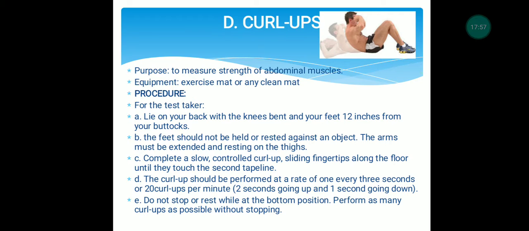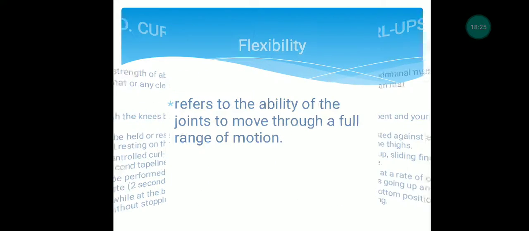Complete a slow, controlled core-up, sliding fingers along the floor until they touch the second tape line. The core-ups should be performed at a rate of 1 every 3 seconds, or 20 core-ups per minute. 2 seconds going up and 1 second going down. Do not stop or rest while at the bottom position. Perform as many core-ups as possible without stopping.